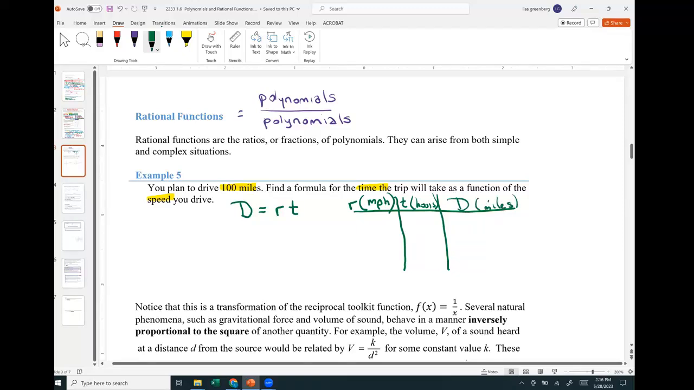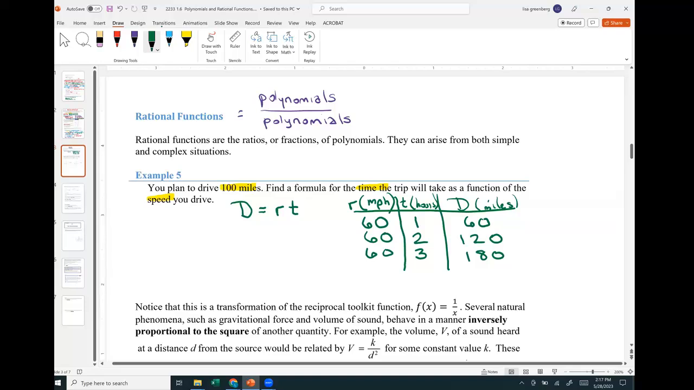Okay? So if I were to drive 60 miles per hour for 1 hour, we would go a distance of 60 miles. If I were to drive 60 miles an hour for 2 hours, I'm going to drive 120 miles. If I go 60 miles an hour for 3 hours, I'm going to go 180 miles. So you can see that distance equals rate times time.